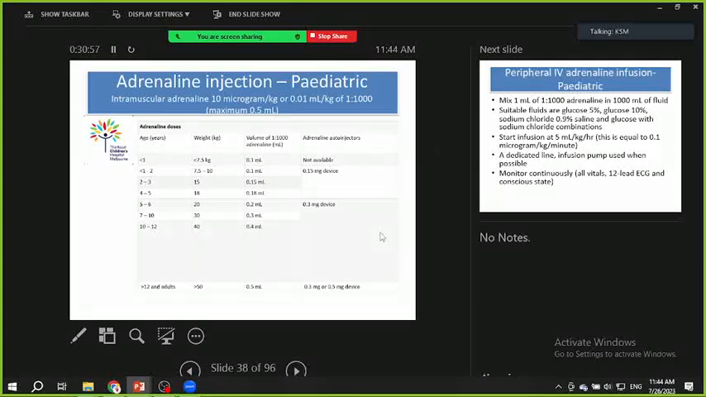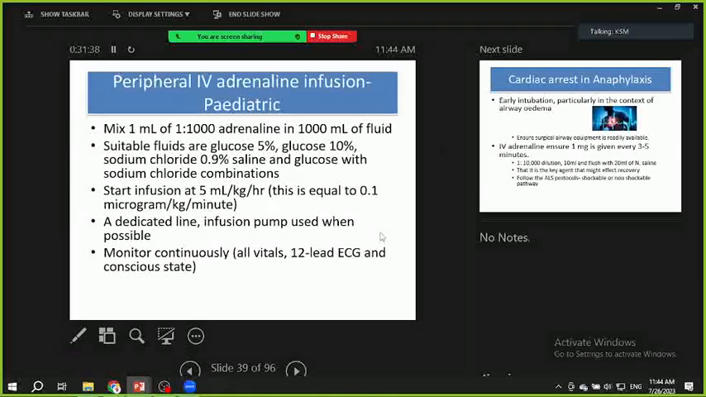In pediatrics, this is the guideline from the Royal Children's Hospital, Melbourne, Victoria, and courtesy of them I have downloaded this one. This is the dosage. The intramuscular adrenaline is 10 microgram per kg, or 0.01 ml per kg of 1 in 1000, and this is according to body weight and age. They have given the doses. So keep this one printed. You can download it and keep it in your ward, because this is very important. Otherwise, you will spend another 1 or 2 hours finding the correct dose.